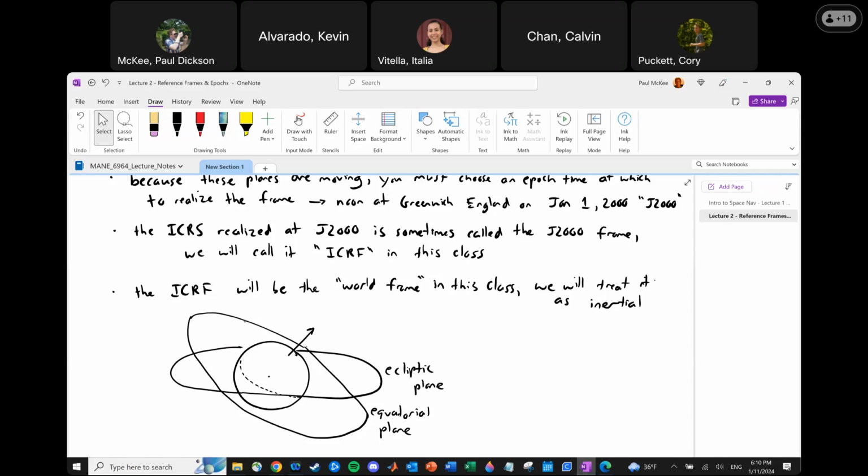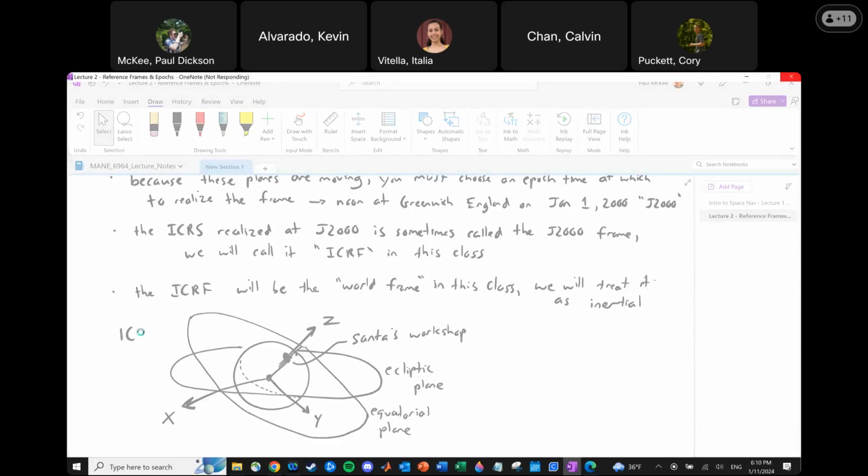The intersection of the two gives us our x-axis. That's an arrow. And the spin axis gives us our z-axis. And so the intersection of the z-axis with the Earth is Santa's workshop, which is the North Pole. And let's see, z cross x gives us y. There we go. And this is the ICRF.